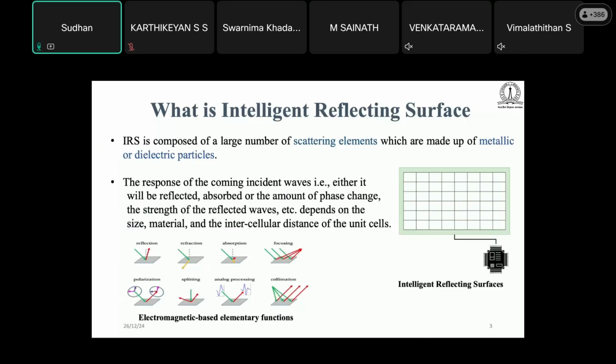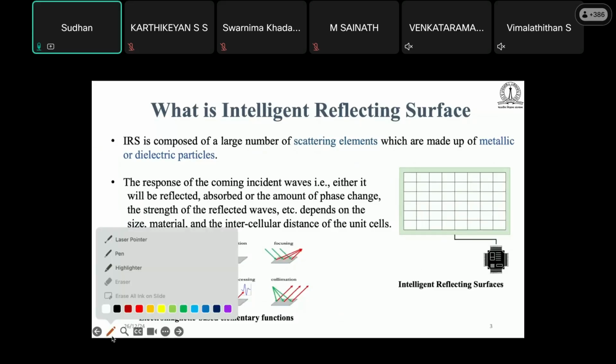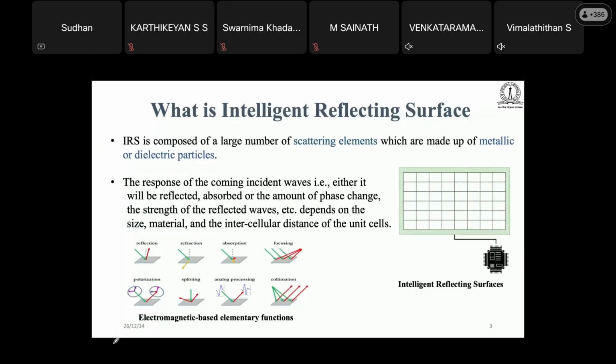So you can see that this is an intelligent reflecting surface, and this entire thing is the intelligent reflecting surface. Now these are the elements, and this is a controller. The controller gets the signal from somewhere else.